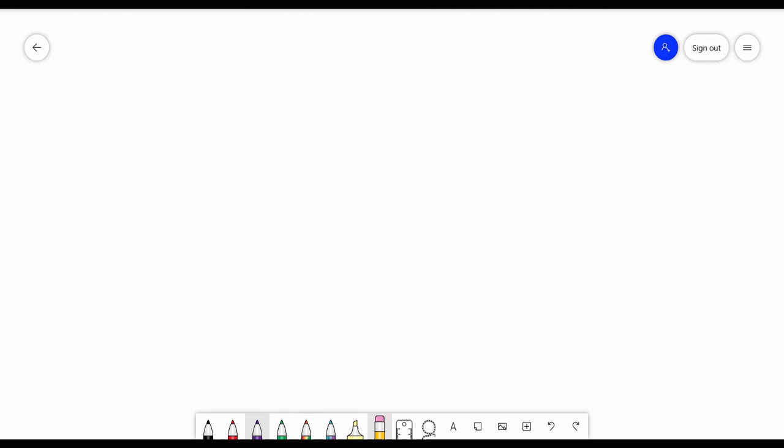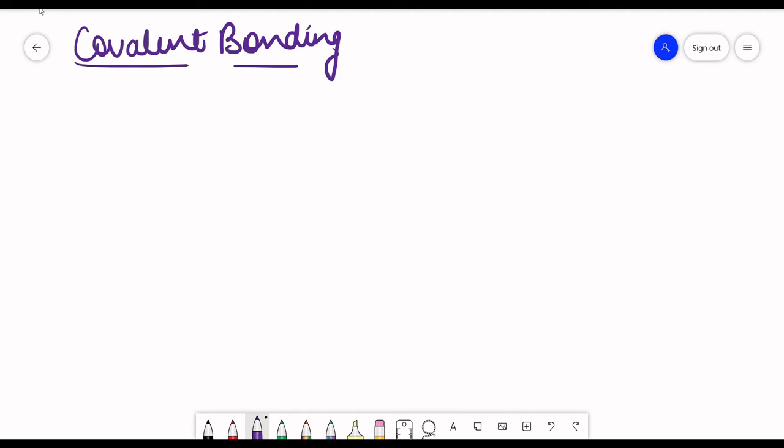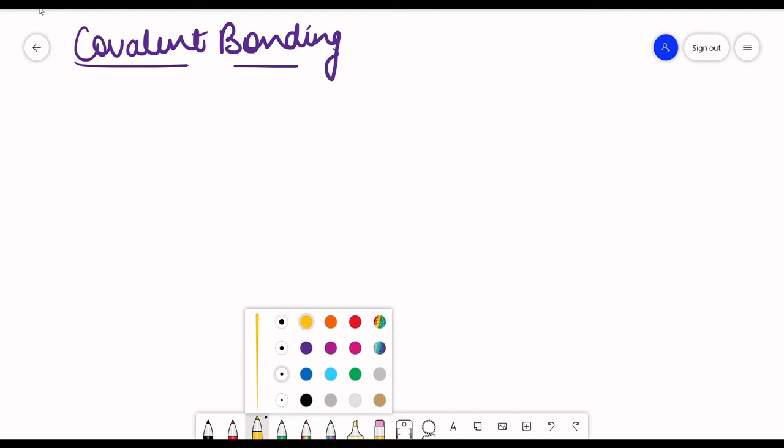Okay, let's move on to the next type of bond, that is covalent bond. I explained that a covalent bond is formed due to the sharing of electrons, and I'll explain covalent bonding now. Let's change the pen's color. Okay, let's use yellow today.